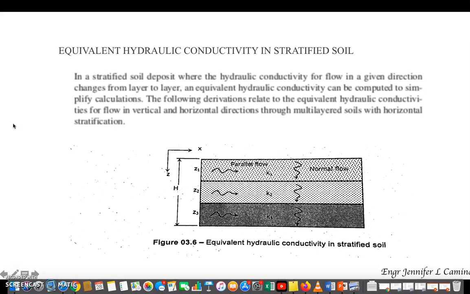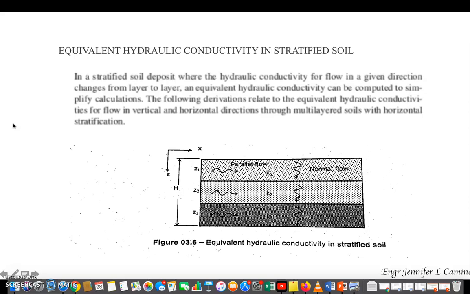In reality we have non-homogeneous soil, meaning to say we encounter different layers of soil. In one borehole, we have different layers with different properties. If they have different properties, for every layer in one borehole they could have different hydraulic conductivity or permeability coefficient. So basically, we are after a hydraulic conductivity for the whole entire borehole. So we have to resolve this through equivalent hydraulic conductivity.